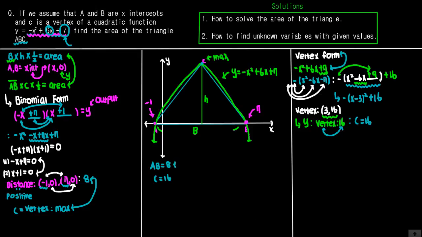So if we apply our triangle area formula, which is base times height times 1 over 2, we get base equal to 8 times height, which is 16, and then we still have times 1 over 2, or divide by 2, which turns into 64. So our answer for this question is going to be 64.